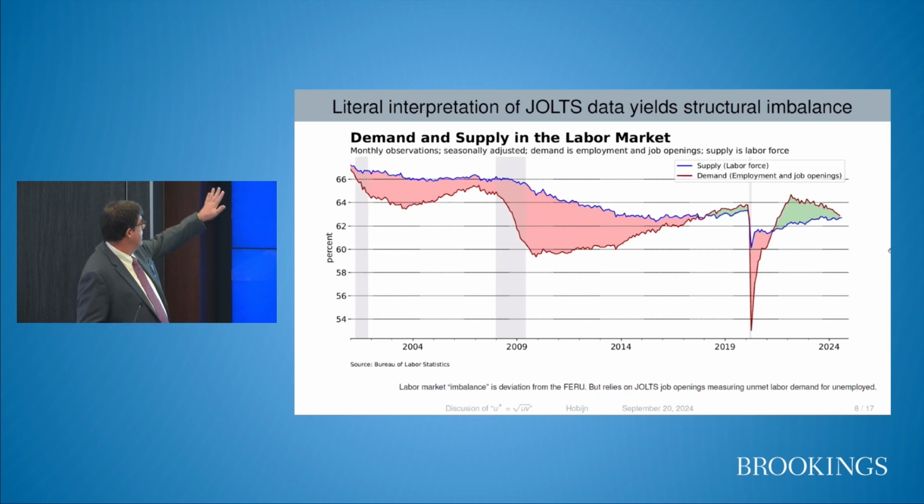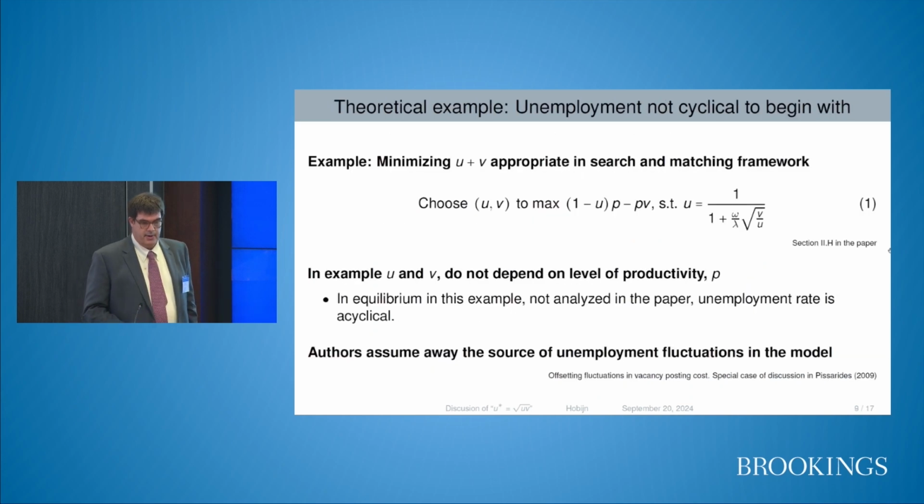So what you're seeing is that it looks like there's always excess supply and a low demand, but that might just be because the job openings level is under-measuring the level of unmet labor demand simply because of the way vacancies are defined in JOLTS. So I think that's the most important part.